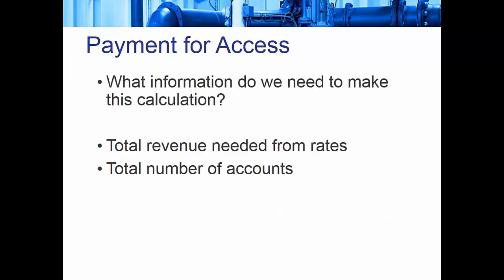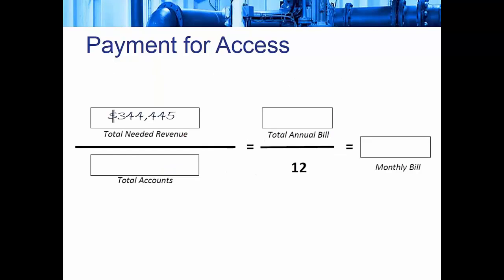So what information would we need to calculate this? The first thing that we're going to need is the total revenue needed from rates, that $344,445 that we mentioned earlier. And then we will also need to know the total number of accounts for this water system. So if you wanted to replicate this process in your system, these are the two bits of information we would need. So for Irvindale, we know the total revenue needed, $344,445, and then their total number of accounts are 450. We got that from the information from the water utility.